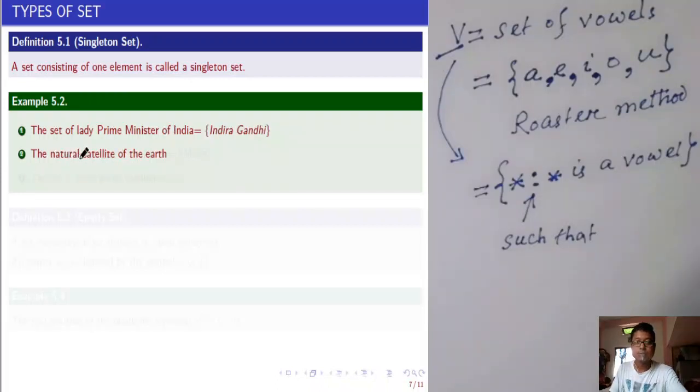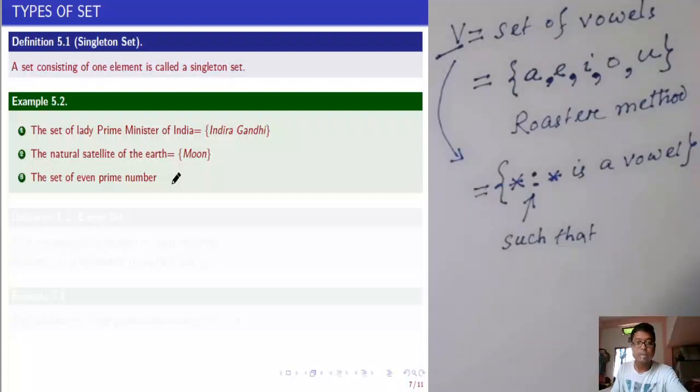The set of the natural satellite of Earth. Again, everybody knows only one satellite is there for Earth, that is the Moon. The set of even prime numbers.